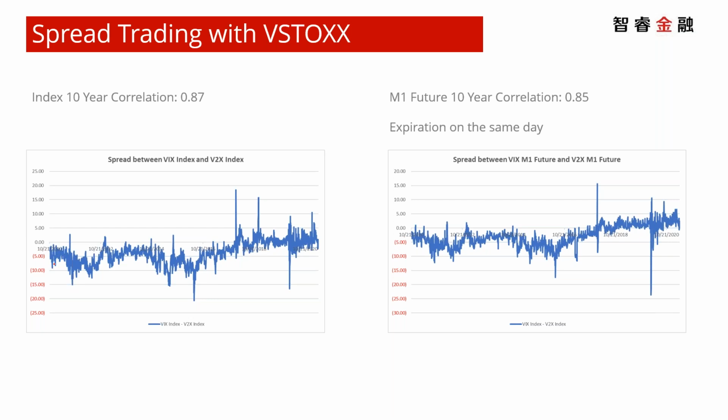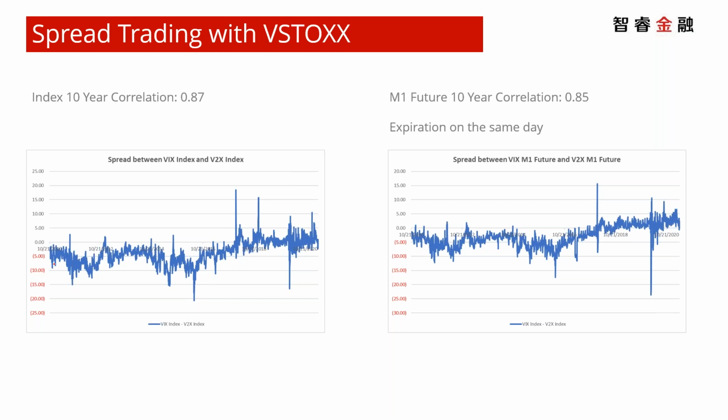So here are two charts. Left-hand side is the spread between the VIX index and the V2X index, the index for VSTOXX. From the chart, you can see that the correlation of these two is quite high at 0.87, and the difference between those two indices is quite mean reverting. Generally speaking, the VIX index is lower than the V2X index, and most of the time the VIX is cheaper. Sometimes it can be as cheap as minus 15 points.